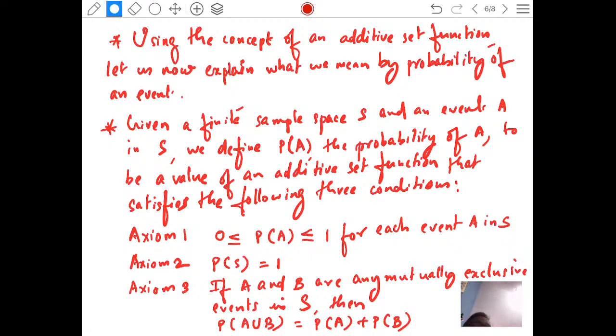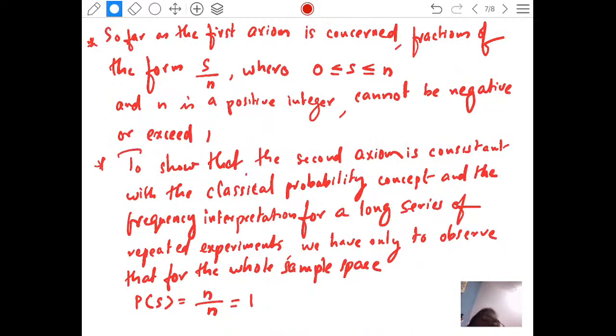In such a way we can say that the entire set of events, if you take the entire set of events, we can show that by the number n. So where n shows the total number of events, and again the total number, which means n by n equal to 1. So to show that the second axiom is consistent with the classical probability concept and the frequency interpretation for a long series of repeated experiments, we have only to observe that for the whole sample space.